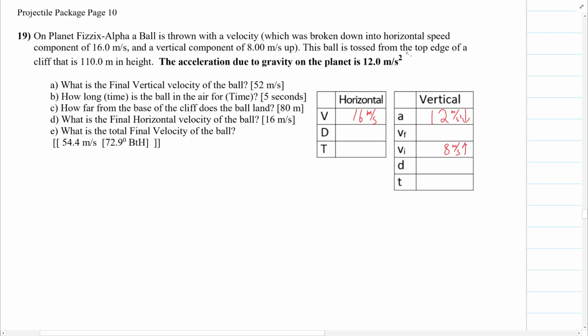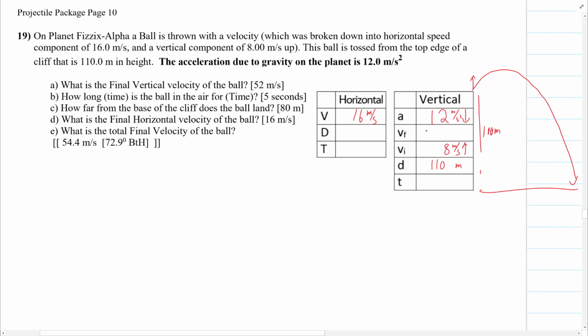And it's going to land at the base, below a cliff of 110 meters in height. So let's use this box as it's projected up, and it lands down, boom, at the base. And this cliff is 110 meters in height. Okay, and it started up at 8.